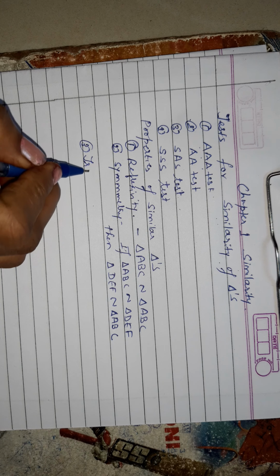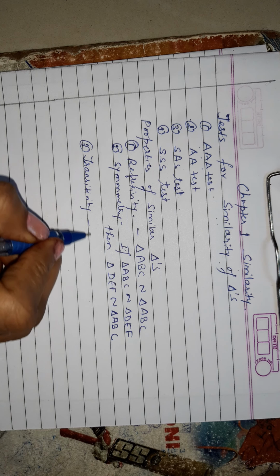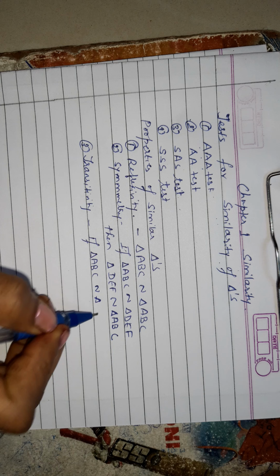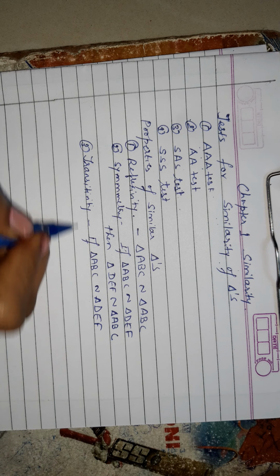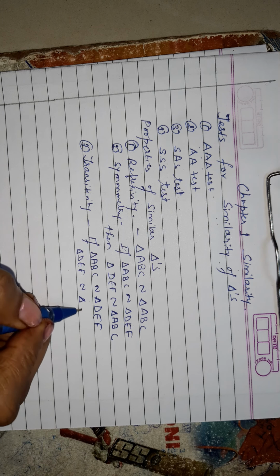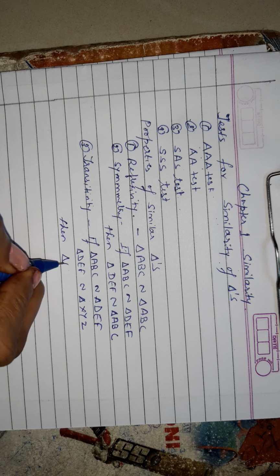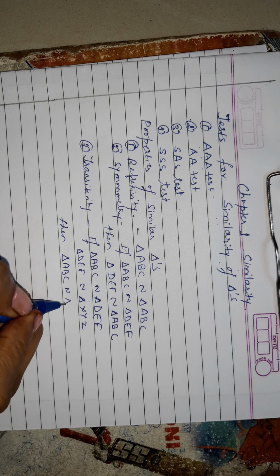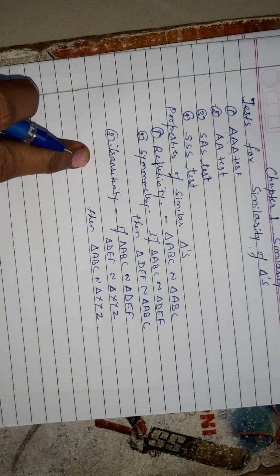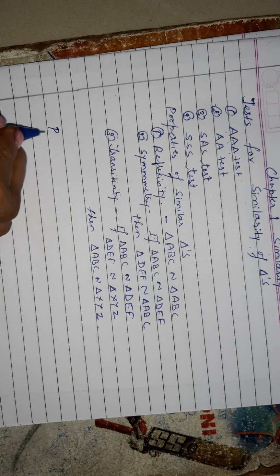And third is transitivity. Transitivity means if triangle ABC is similar to triangle DEF, and triangle DEF is similar to triangle XYZ, then triangle ABC is similar to triangle XYZ. Using all these three concepts, we are going to study practice set 1.3.